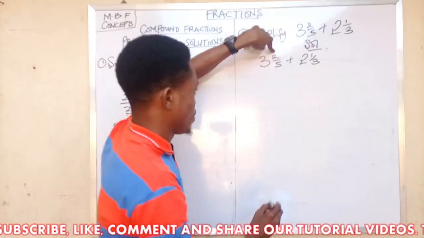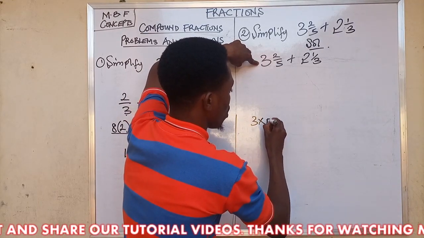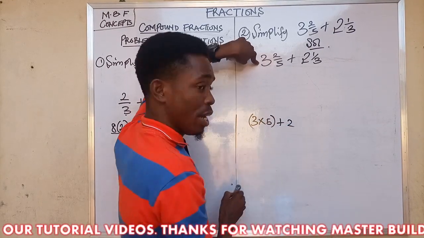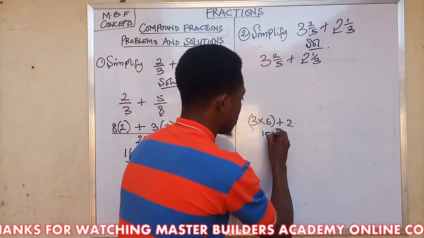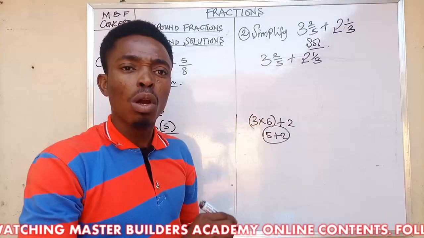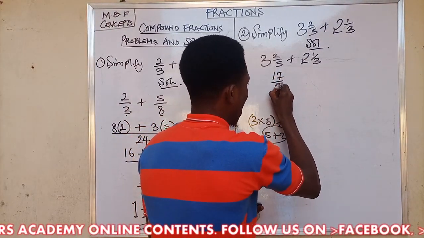Hope you see how I did it in mathematics. Now, what you do is that the whole number times the denominator plus the numerator. So when we say 3 times 5, we are going to have 15. And 15 plus 2, guys, we will have 17. So we are going to have this as 17 over 5.